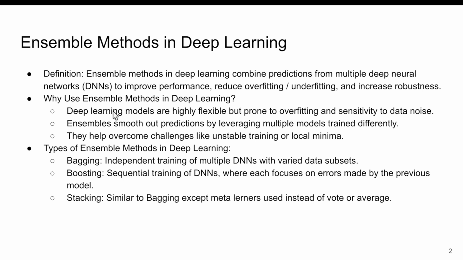Okay, so why do we use ensemble methods? Basically, deep learning models are highly flexible but prone to overfitting or underfitting. Ensembles smooth out the predictions by leveraging multiple models that are trained differently. All right, they help overcome challenges like unstable training or local minima.